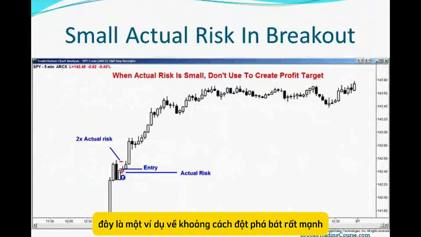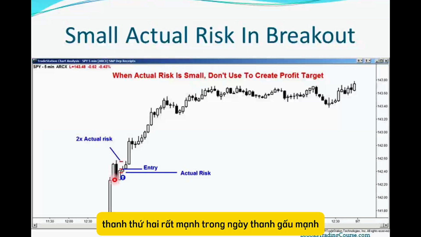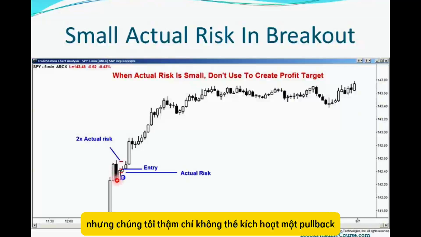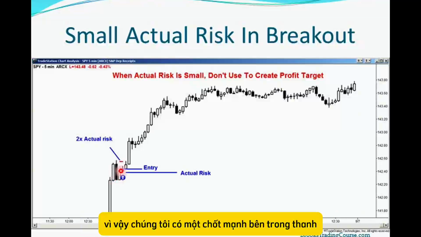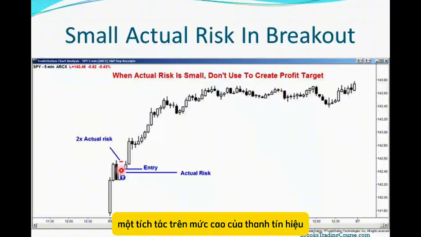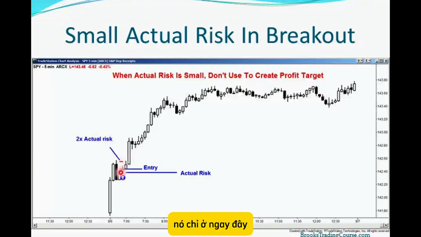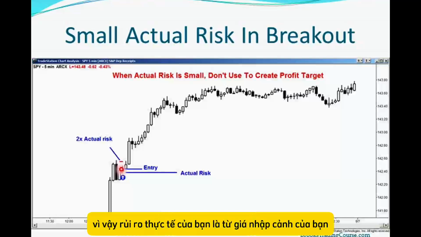Here's an example. A very strong bull breakout, a gap up, very strong first bar of the day, very strong second bar of the day, strong bear bar, but we couldn't even trigger a pullback. So we have a strong bull inside bar closing on its high tick. You get filled on this bar 1 tick above the high of the signal bar, and then the next bar of the market went up. Your actual risk, let's say we're at this point and you're looking at actual risk, it's only right here. So your actual risk is from your entry price to 1 tick below the entry bar.